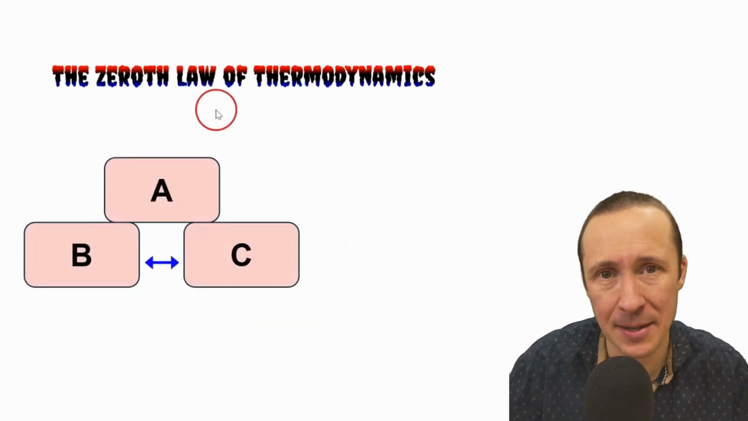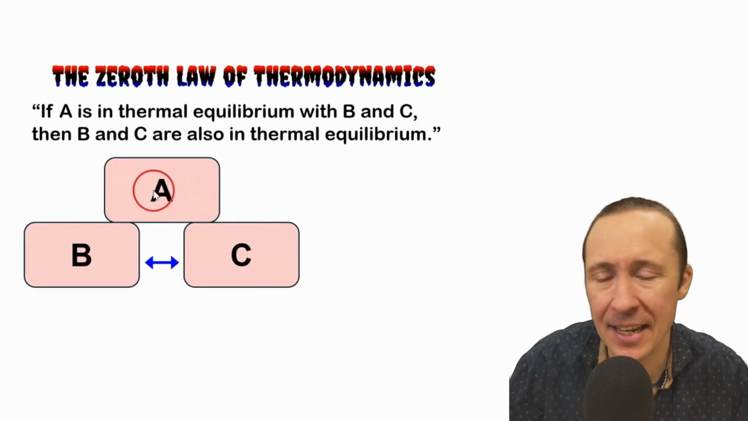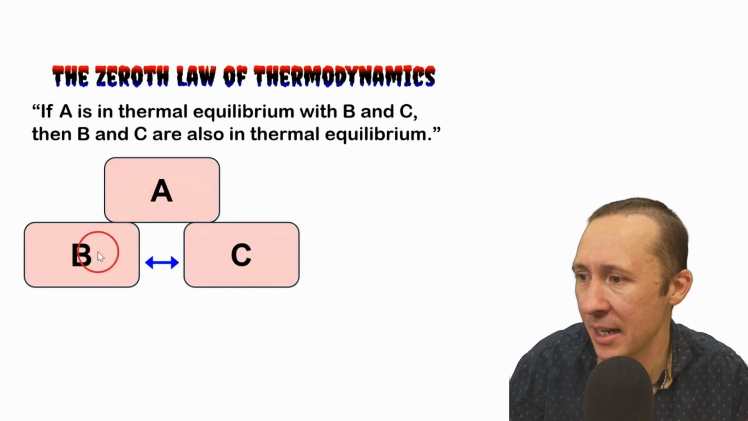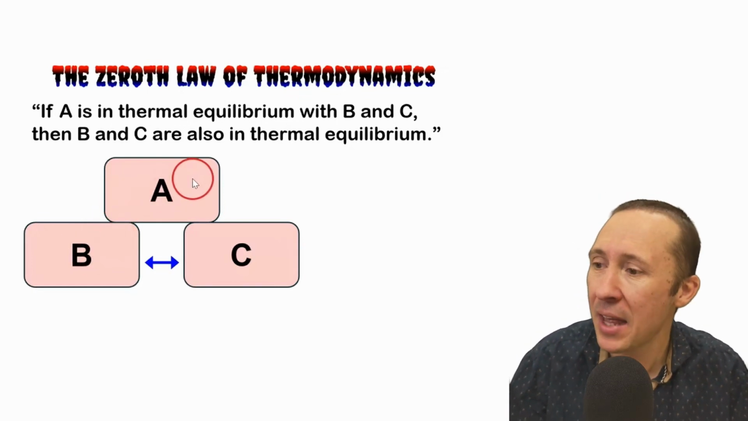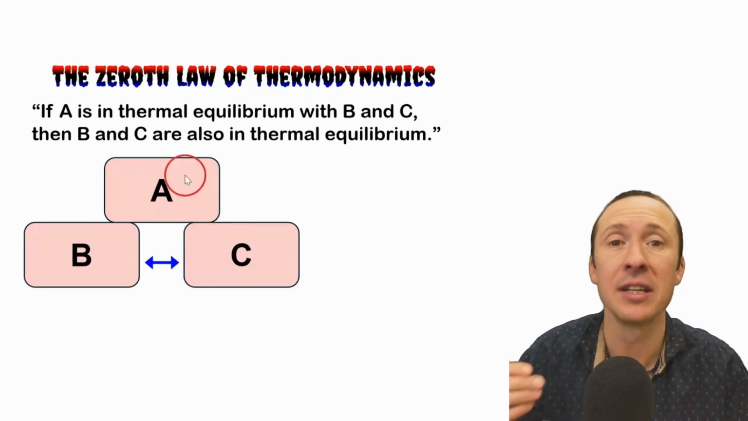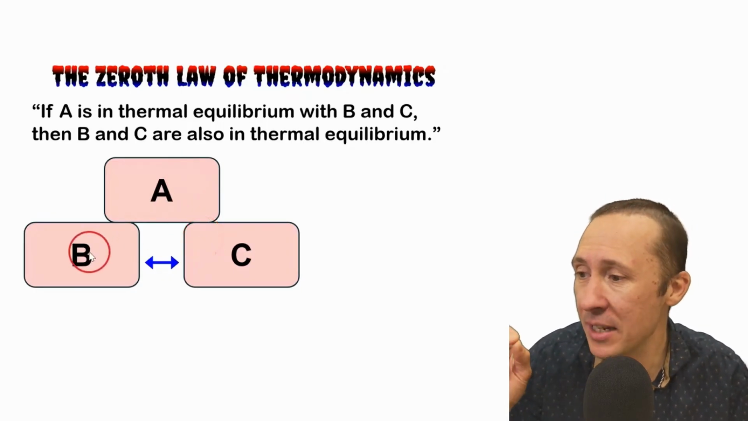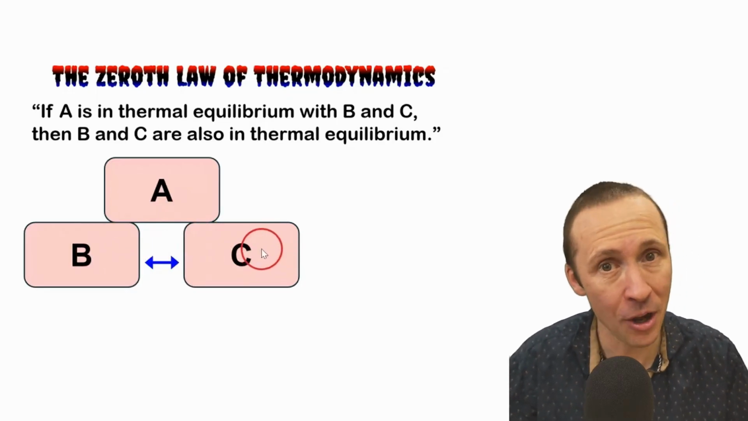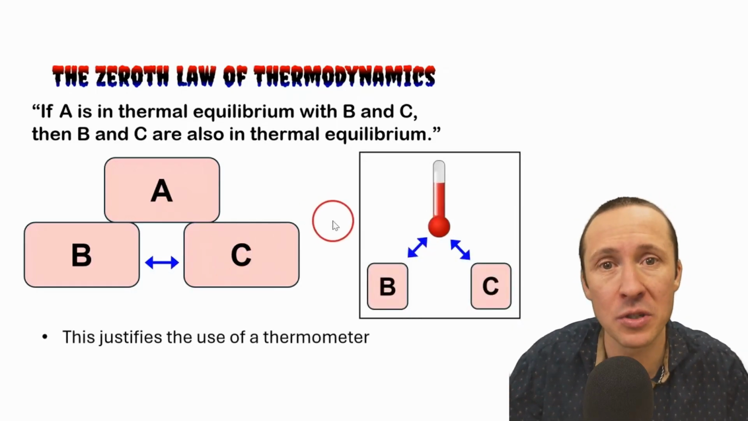And what it says, quite simply, is if you have three bodies, and if body A is in thermal equilibrium with body B, so they're in contact with each other and they're in thermal equilibrium, as a result, they're at the same temperature. And if A and C are also in thermal equilibrium, as a result, they're at the same temperature, then it means that bodies B and C are also in thermal equilibrium. And as a result, they're also at the same temperature. And this justifies the use of a thermometer.